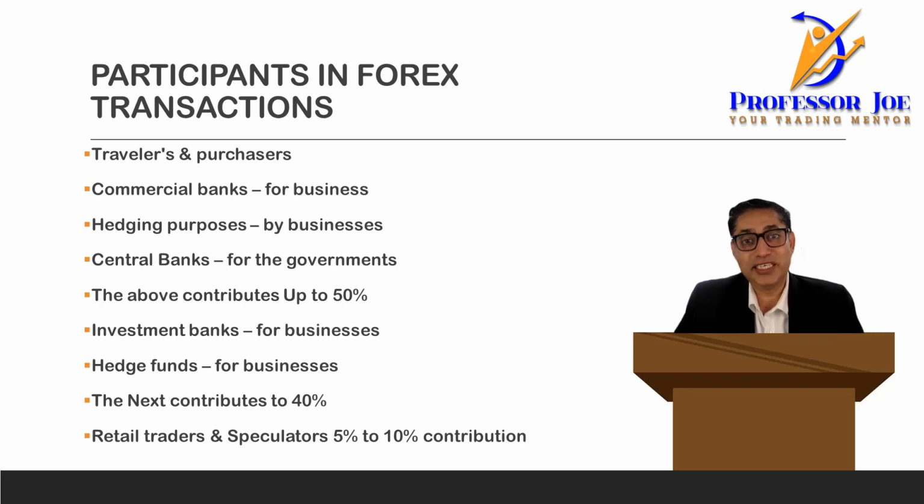Last but not the least are the retail traders and the speculators. The retail traders and the speculators contribute 5 to a maximum of 10% of the forex dealings that happen in the global market. So if you look at the overall participation, this is how you can break up the participation in the forex market.